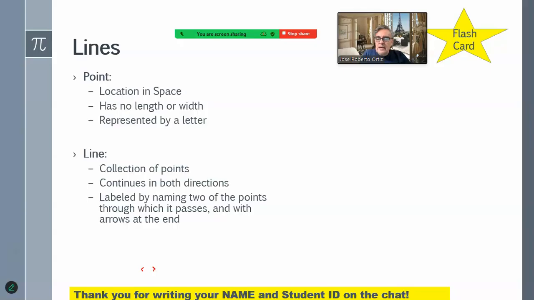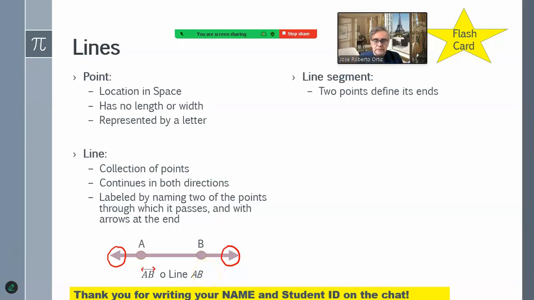You can label a line by naming two of the points through which the line passes, and then extend the line through those two points like I'm showing here, and end the line with an arrow. This arrow signifies that the line continues, and that is a true line. It can be represented with AB with a line on top, or you can just name it line AB. So that just represents the line that crosses the two points.